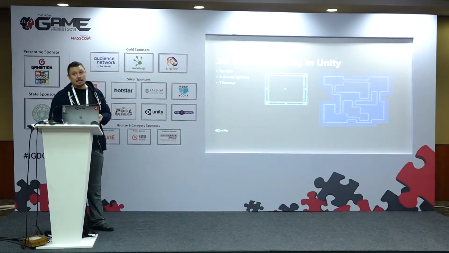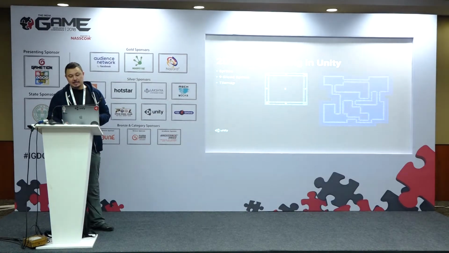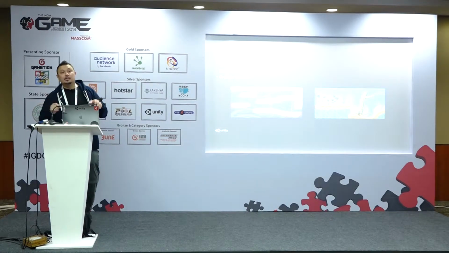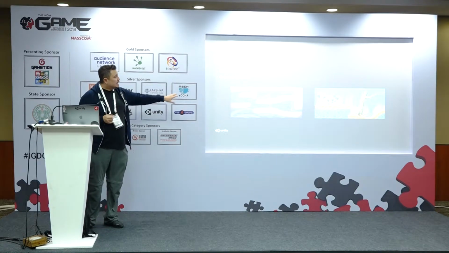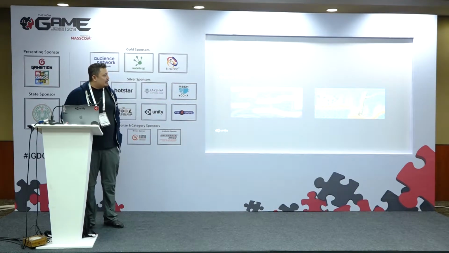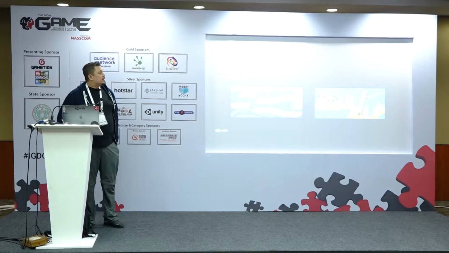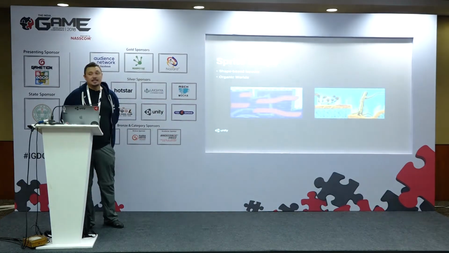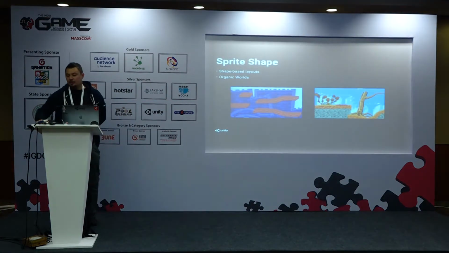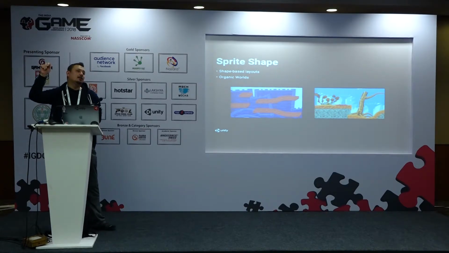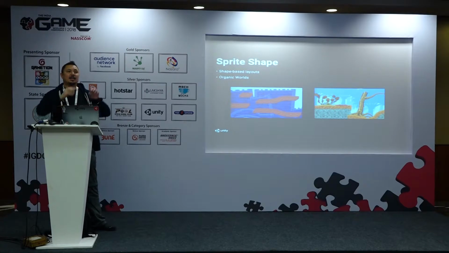So let's look at a tool in Unity that helps us do organic base layout. These two examples here are the kind of levels that you could put together with Sprite Shape. The idea is that you define a spline, and then you define a bunch of sprites that go along with that spline, and that will tile along the edge or fill that shape. Hence the name Sprite Shape.